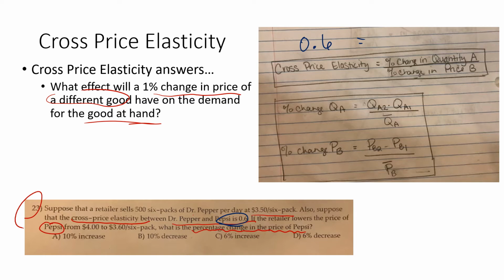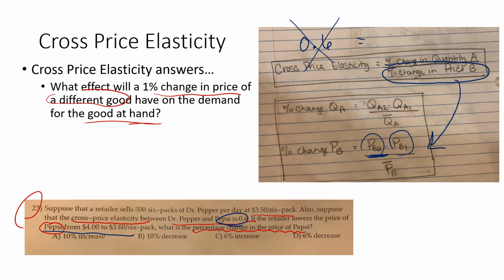So actually, what they are looking for is this value. In order to find this value, we have the equation here: price of B2 minus price of B1 divided by average price of B. They gave us a little bit too much information to try to confuse you, so you don't even really need the cross-price elasticity. We do need the second price for B, which it tells us here.